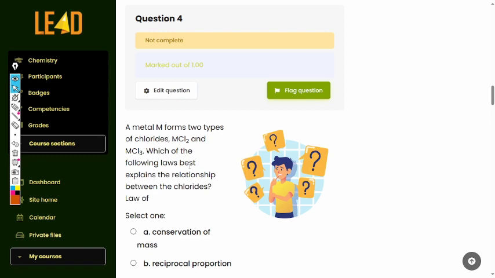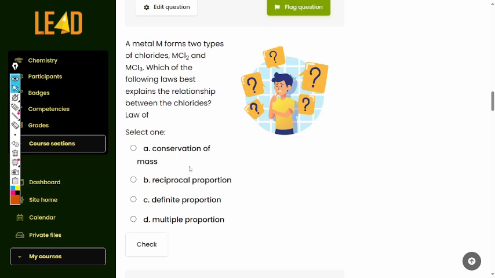All right, question 4. A metal M forms 2 types of chlorides, MCl2 and MCl3. Which of the following laws best explains the relationship between the chlorides? Okay, so let's see, we have MCl2 and MCl3. Let's write that out. So here, one atom of the element M is bonding with 2 atoms of chlorine. So the ratio is 1:2.